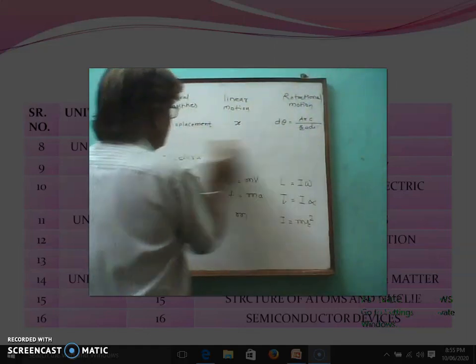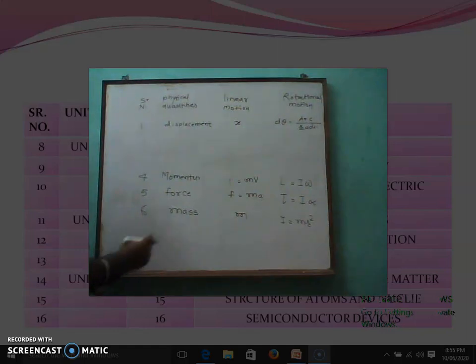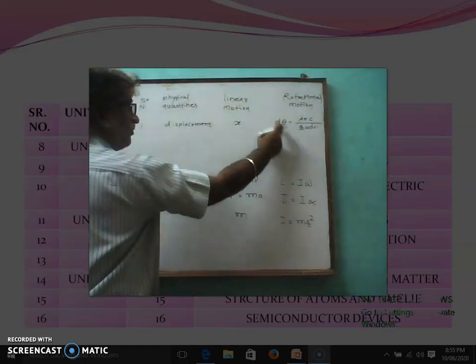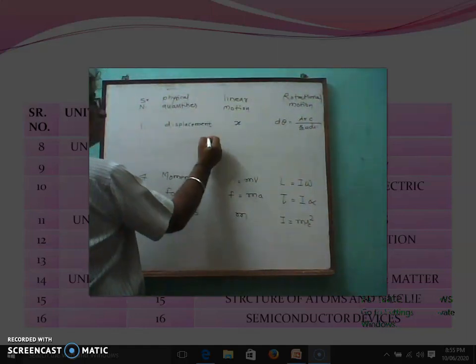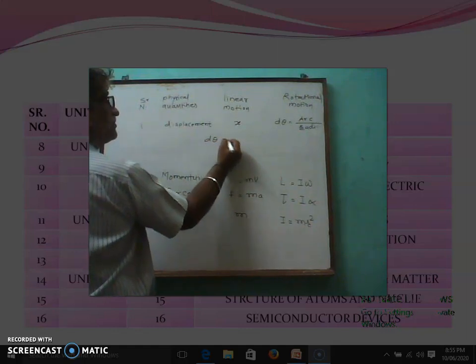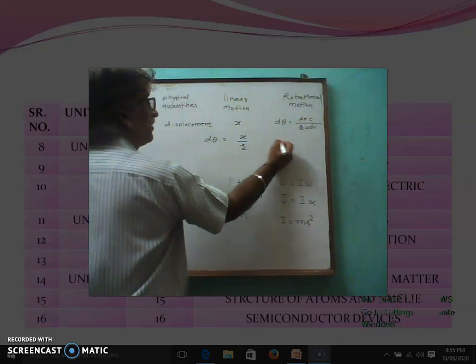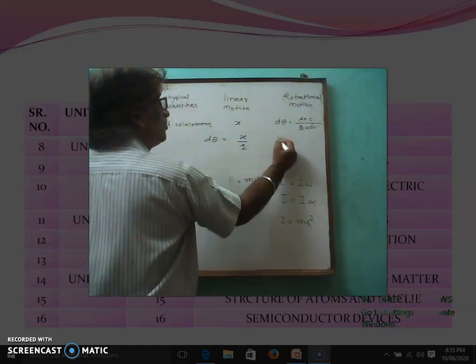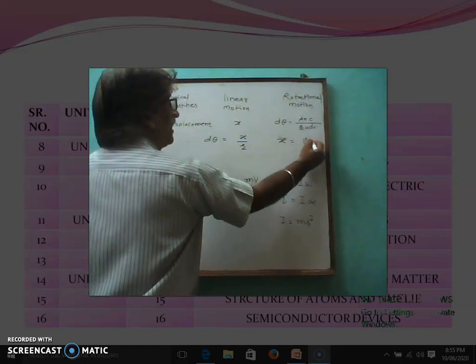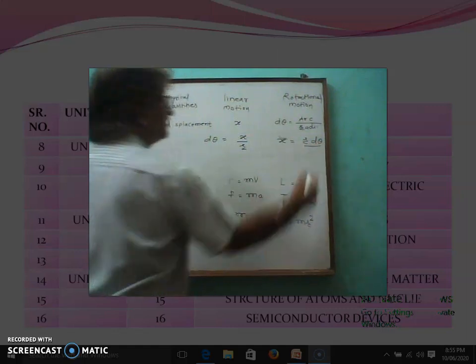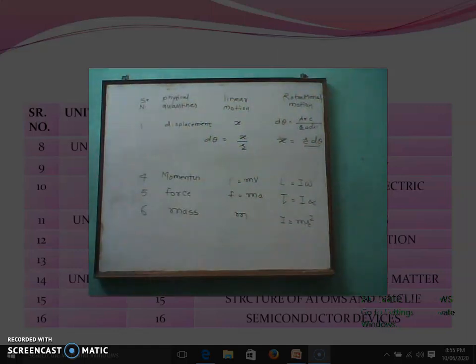So first we make a relation between linear displacement and angular displacement. Therefore, angular displacement d theta is equal to x upon r. Therefore, x is equal to r d theta. That is the relation.